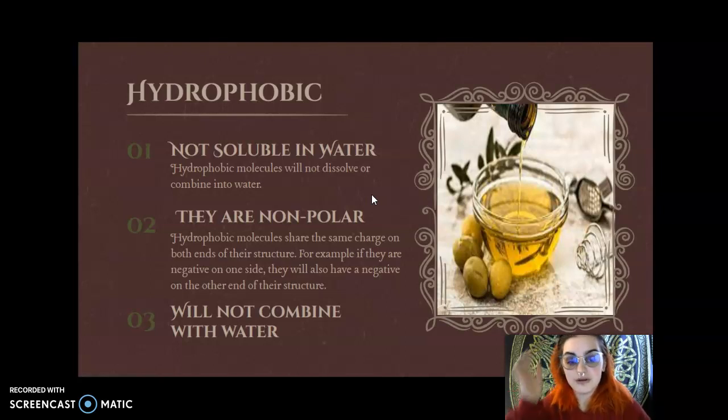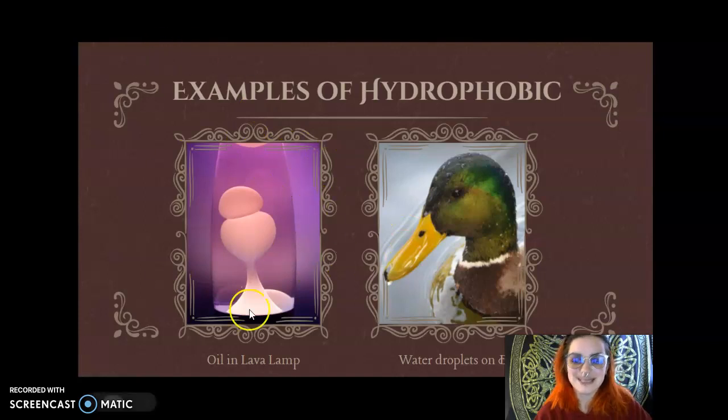We know that molecules are hydrophobic because they won't dissolve in water, and they are not polar, so that means that the ends of their structures are the same, so you'll have a negative and a negative on both sides. So for example, if we had a negative and a negative on a battery, it wouldn't work. There's no charge, it can't polarize anything. So that is hydrophobic. Hydrophobic examples, again, there's that oil and that lava lamp.